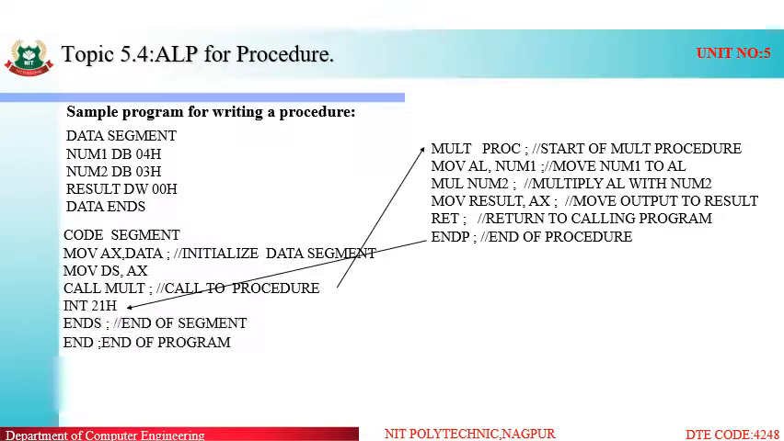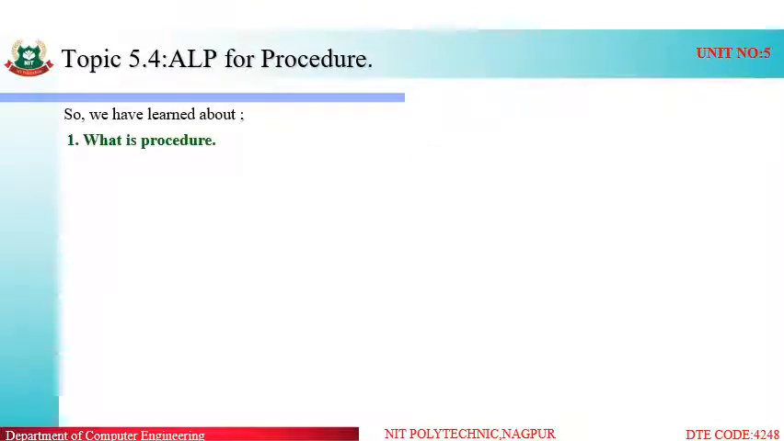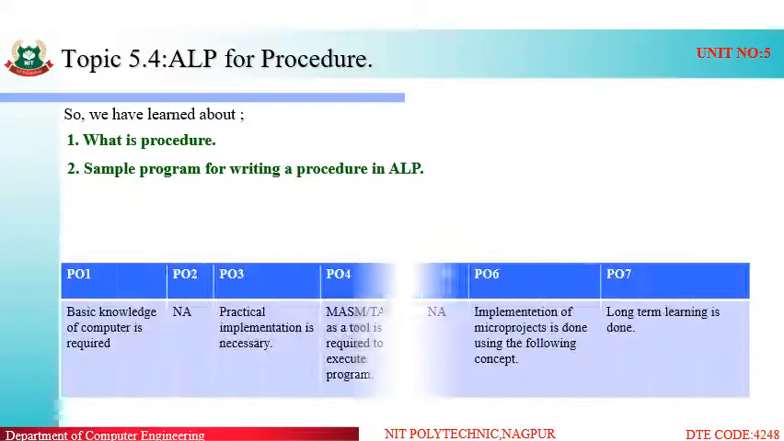Whatever the next line is, the next line is INT 21h, that means halt, and then we end the segment and end the program. So this is the way of using a procedure inside an assembly language program. So we have learned today what a procedure is, and we have seen the sample program of writing a procedure inside an assembly language program.